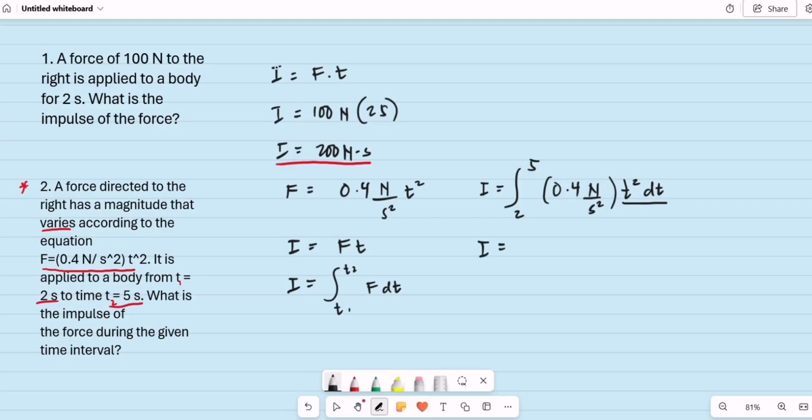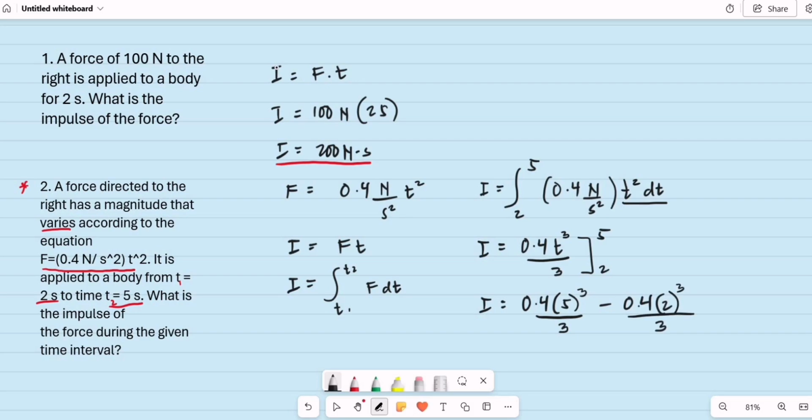Using just the power formula, we'll be having 0.4 times the integral of t squared dt, which is t cubed divided by 3, to be evaluated from 2 to 5. So let us evaluate, just substitute the limits to the variable t. So the impulse is now equal to 0.4 times the upper limit 5 cubed divided by 3, less the lower limit, 0.4 times 2 seconds cubed, then divided by 3.